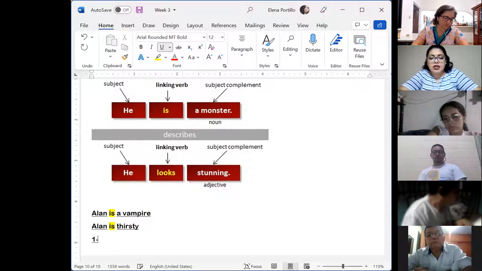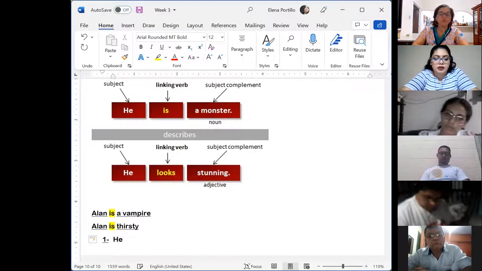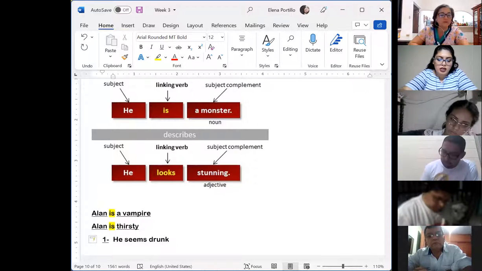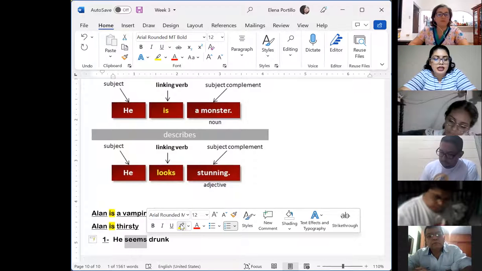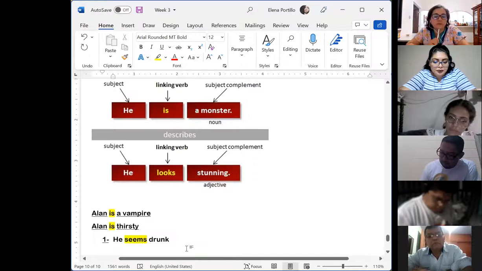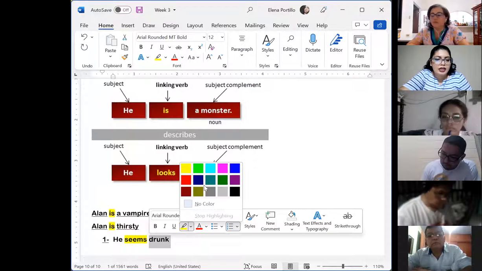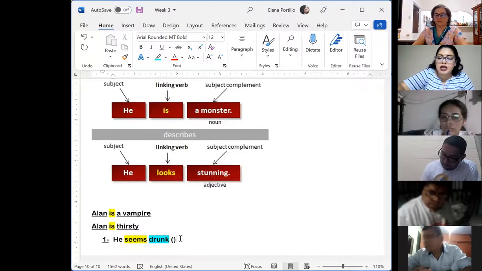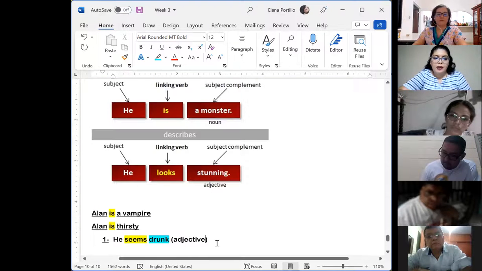Then we have here the examples. Number 1, he seems drunk. This one, seems, is the linking verb. And the subject complement describes, and in this case, this one is an adjective, drunk. This functions as an adjective, está borracho.